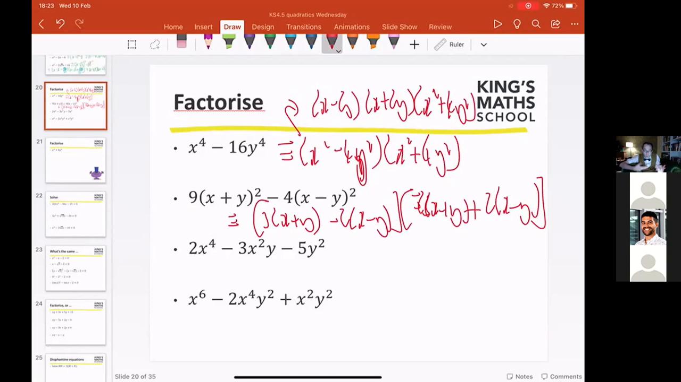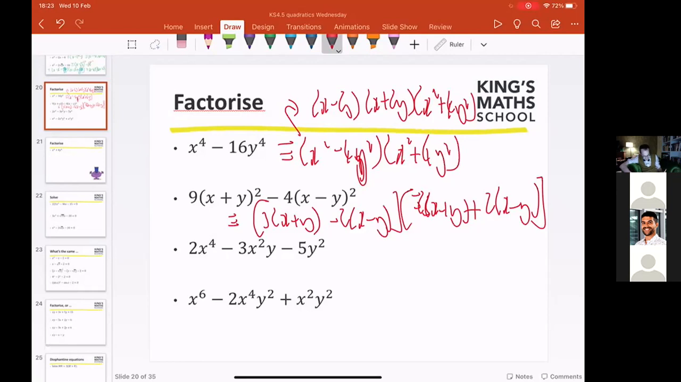Why are you doing it? Why expand the brackets? Once you've got, say, 5x squared and 5y squared, you've completely lost the difference of 2 squares structure. So you don't want to multiply the brackets. Multiplying the brackets will mask, will hide what is going on.